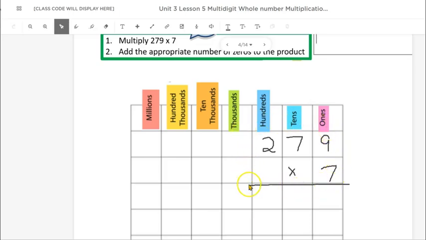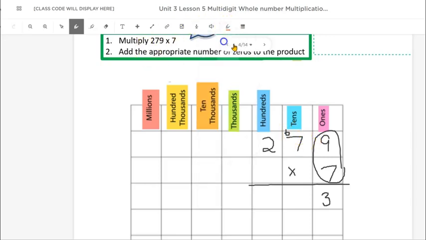This is a little grid that has the place values labeled. And this just teaches you that you have to line up your numbers when we start working with the algorithm. So you're going to do 7 times 9 first. And you'll write down the product. What is 7 times 9? 63. Carry the 6.